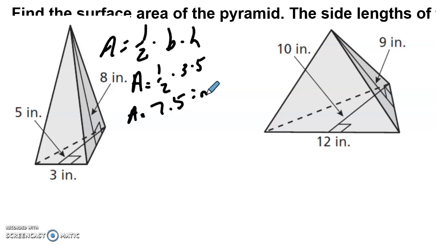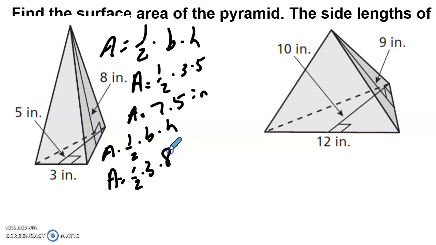Now, my side triangles, I have half times the base times the height. The base is going to be 3, and the height is going to be 8. So A equals half of 3 times 8, 24. Cut in half, 12. But that's just one of my triangles. If it's a triangular pyramid, I have 3 of them. Multiply that by 3. I get 36.